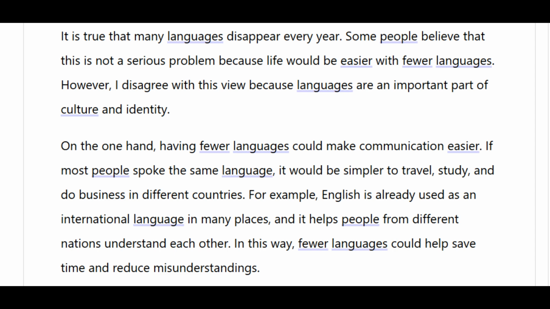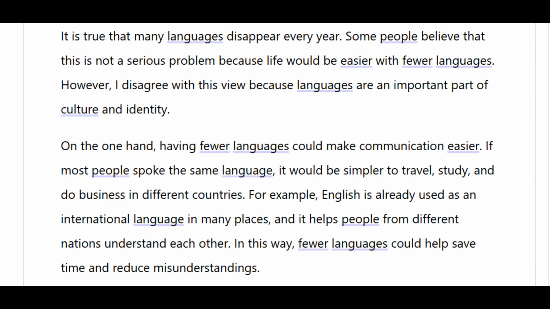Main idea. Fewer languages can make communication easier. Paragraph. On the one hand, having fewer languages could make communication easier. If most people spoke the same language, it would be simpler to travel, study, and do business in different countries. This paragraph explains the advantage of having fewer languages. Important vocabulary: communication, travel, business.